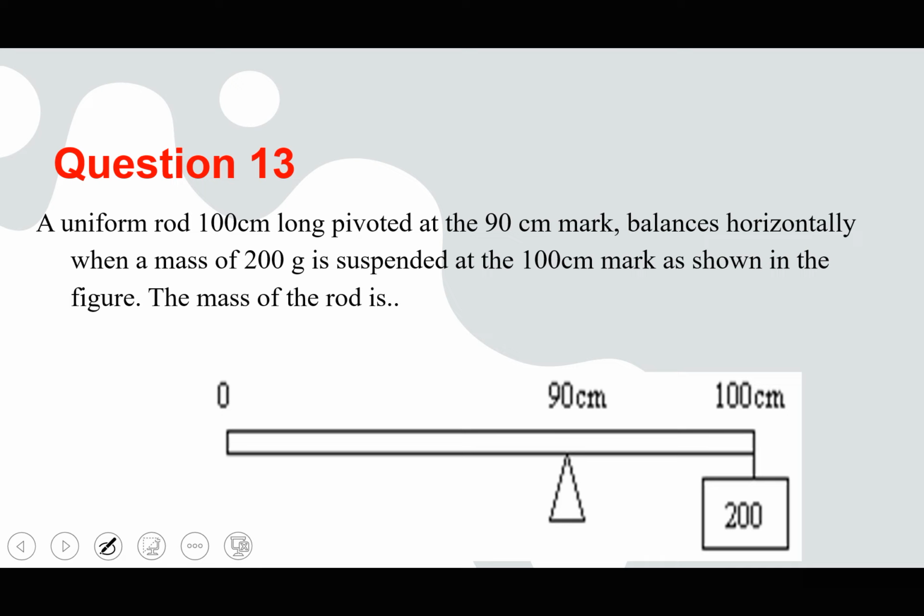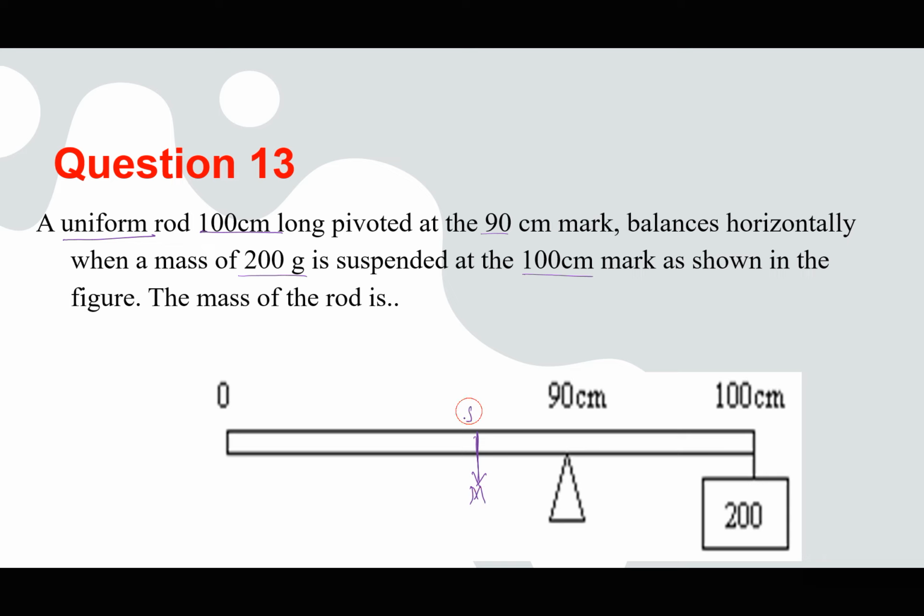A uniform rod 100 centimeters. The rod is uniform. Its weight must be at the midpoint, or its mass must be at the center. It's pivoted at the 90 centimeter mark. Balances horizontally when a mass of 200 grams is suspended at the 100 centimeter mark, as shown in the figure. The mass of the rod is, so we want to find the mass of the rod. Because this is uniform, it must be at 50. Let's say 50 is somewhere here. This is where we expect the mass of the rod to act. Let me call it M.